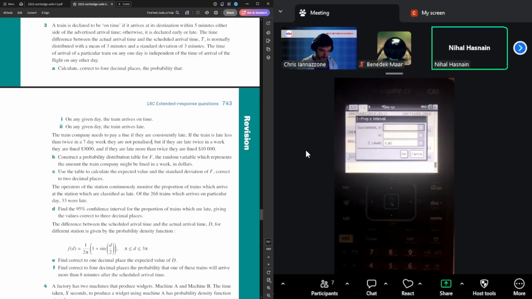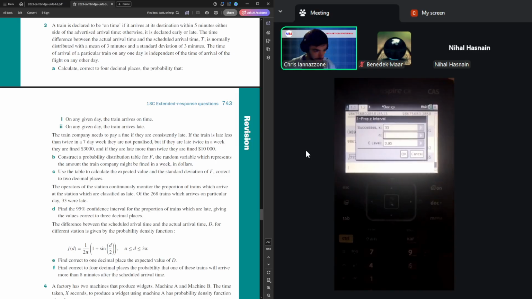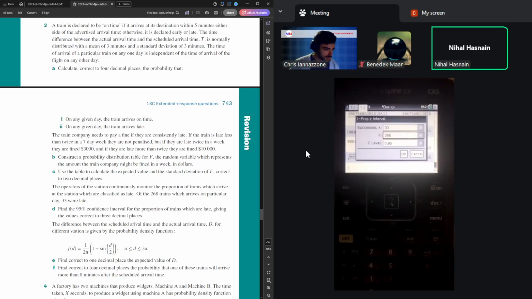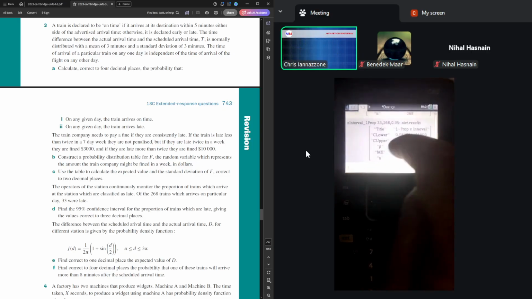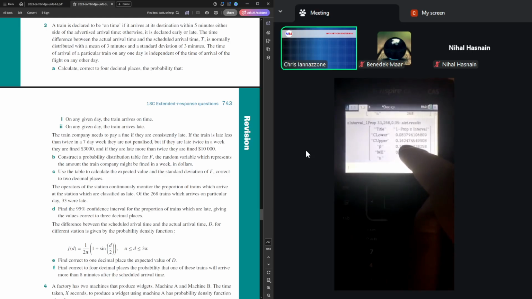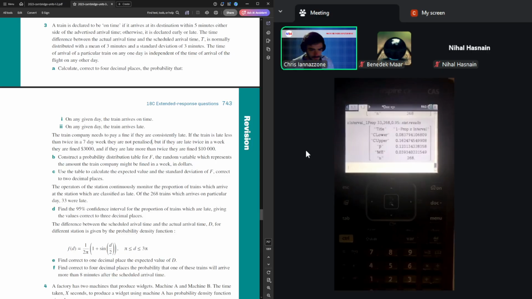Is it 33 for x and 268 for the n? Absolutely. 268, number of trains, 33 were late. That's 33 quote successes in the context of our confidence interval. Hit enter, it's going to give you nasty fractions. Don't worry, you can control enter that all the way down. It said 3 decimal places, so 0.0838 and 0.162.